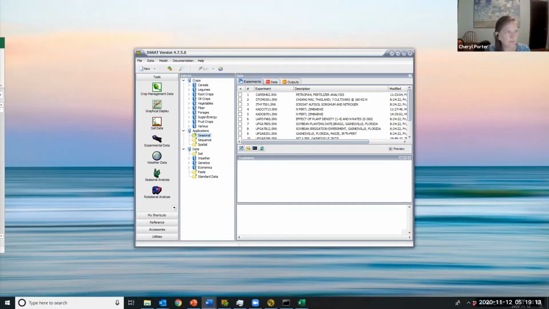So the exercise last time involved creating a seasonal analysis file X and using the seasonal analysis tool to analyze the results.